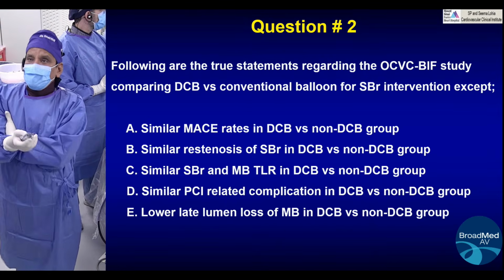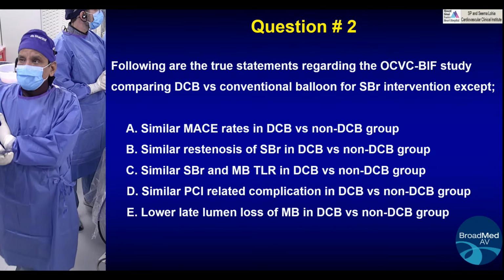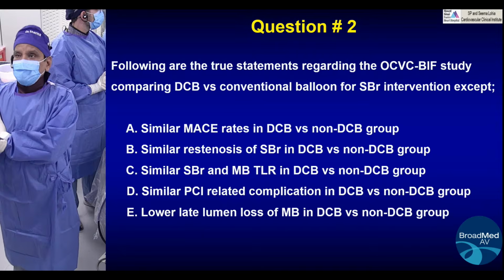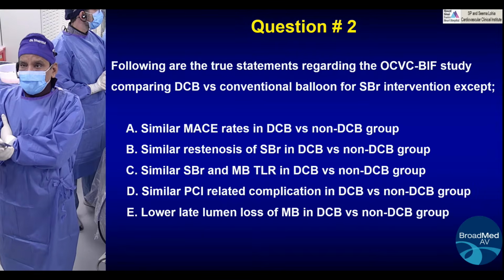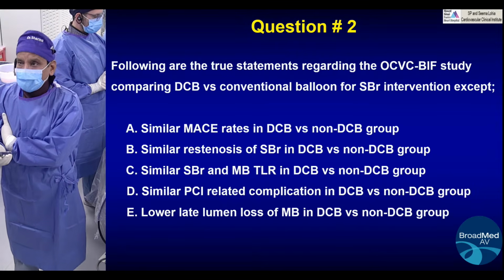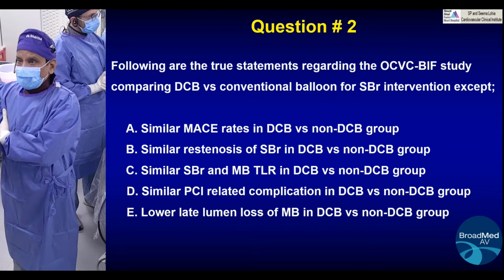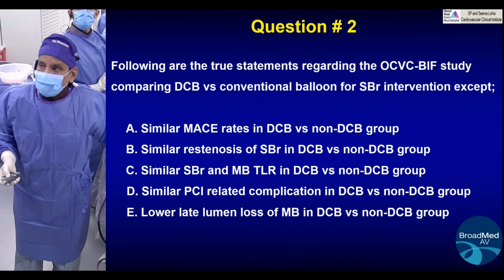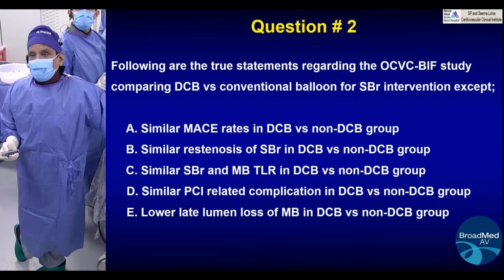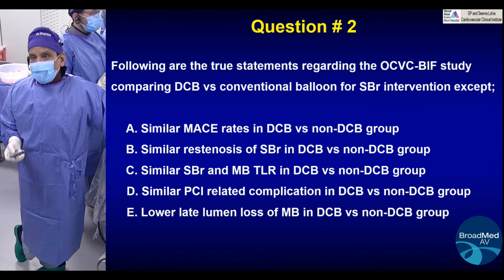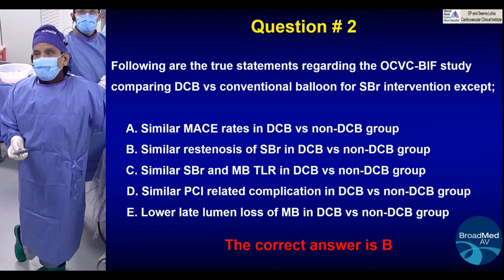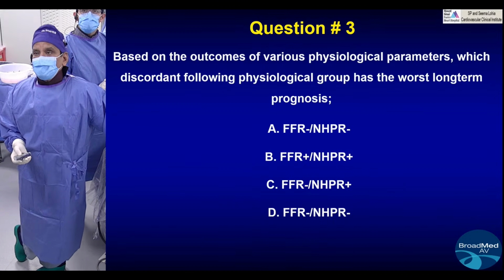Then they have one group that had a DCB, the other one did not. What was the true statement, except which one is the wrong? Similar MACE rate, similar restenosis rate, similar side branch and main branch TLR, similar PCI-related complication, lower late lumen loss of the main branch in the DCB and non-DCB group. So clearly we showed lower late loss in the main branch and side branch with the DCB, and also angiographic restenosis was lower in the side branch DCB compared to the non-DCB group.